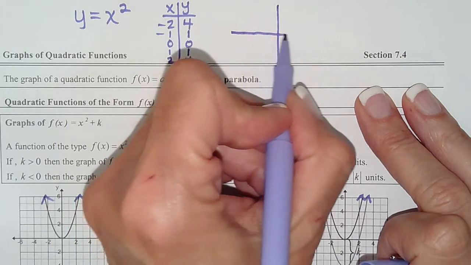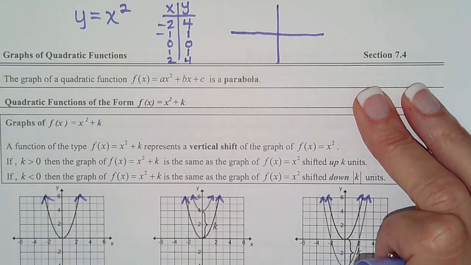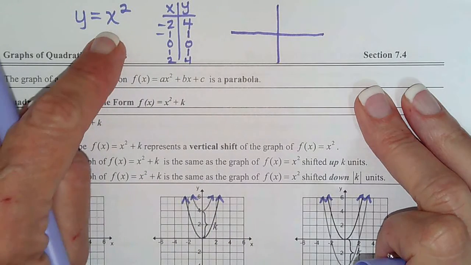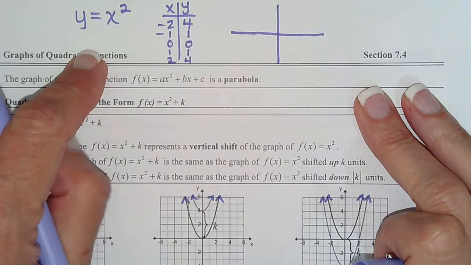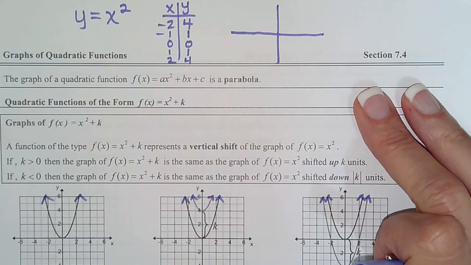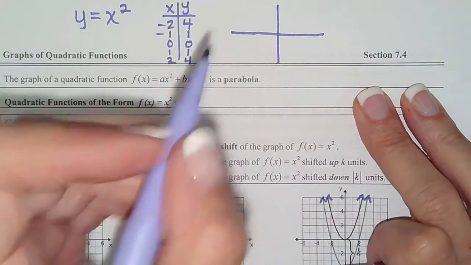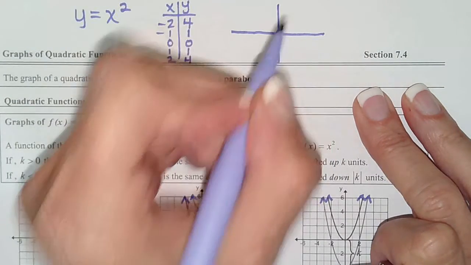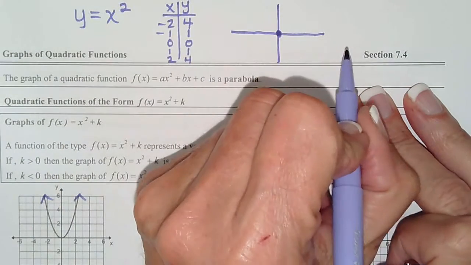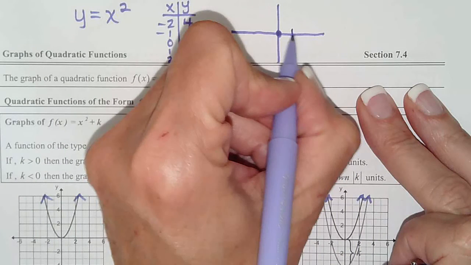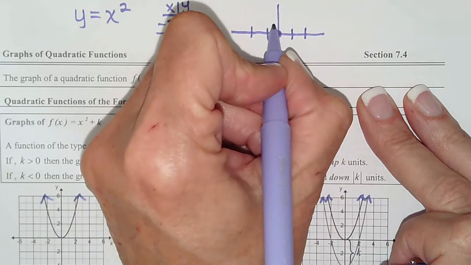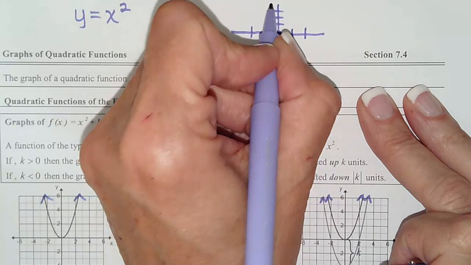And what it looks like means it hasn't been moved left, right, up, or down. That's why it's called the mother function. Generally it has its vertex, or turning point, at the origin, and you'll see this one does. So 0, 0 is one of the points. Let's go ahead and put 4s. We'll go to 2 here, and then we'll go up 4 and down 4.